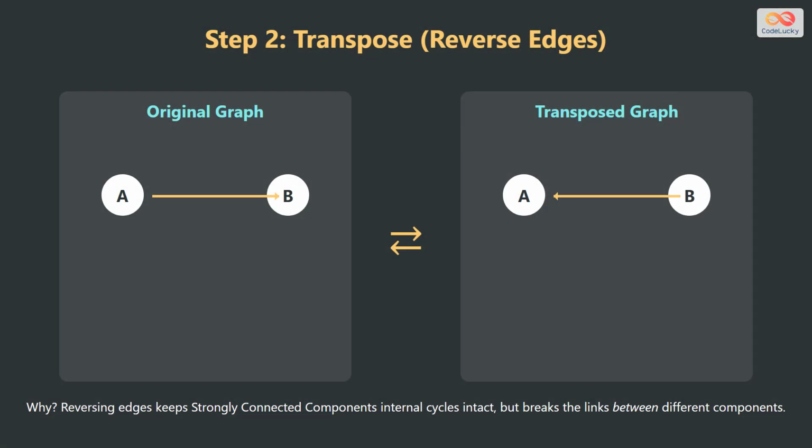Step 2 is where the magic happens. We create a transpose graph. This simply means we take every arrow and point it in the opposite direction. If A pointed to B, now B points to A. This reversal preserves the internal structure of the strongly connected components, but breaks the paths between them.